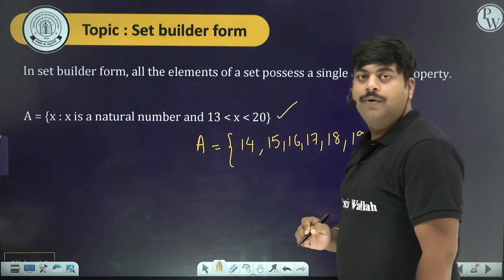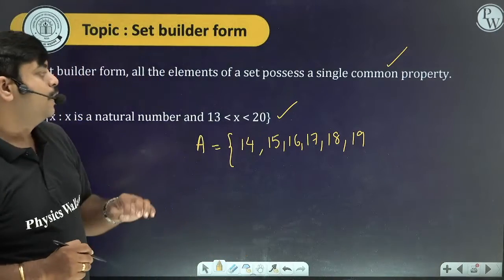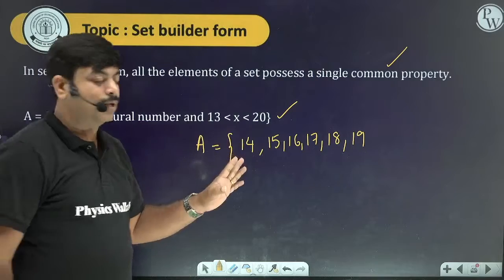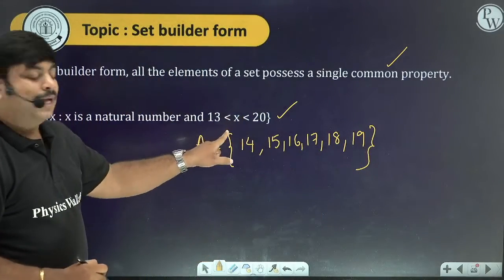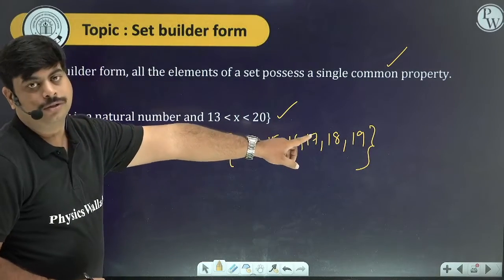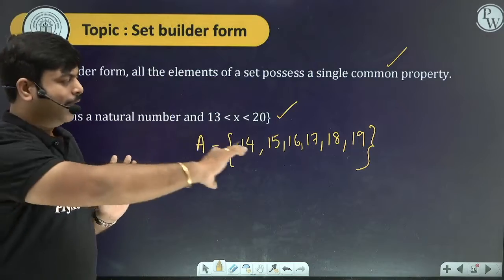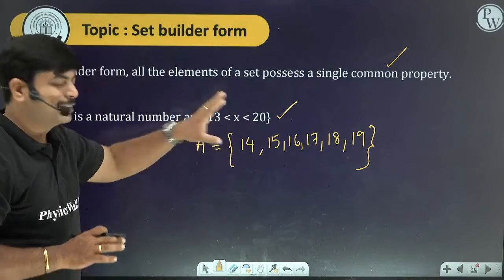But what about the number 20? Can we include 20? No, because it is just less than, it is not less than or equal to. If the question has equality also provided, then 13 as well as 20 will be included, like less than or equal to. We have a separate slide for intervals, and in that we will look into these types of cases.